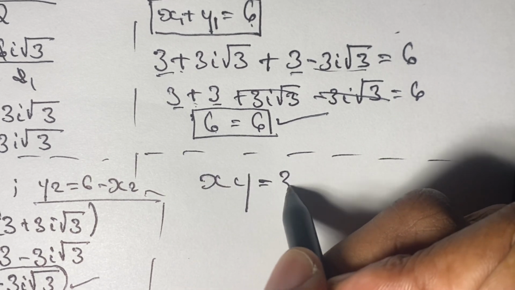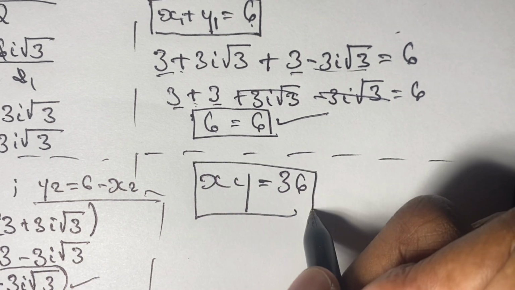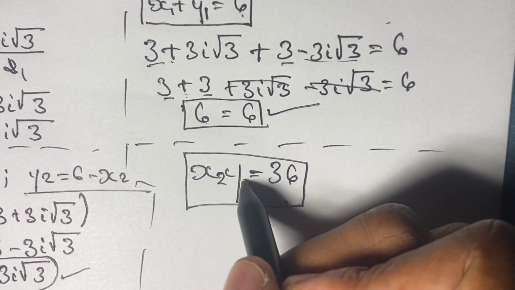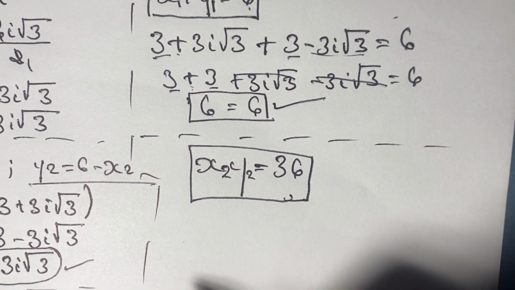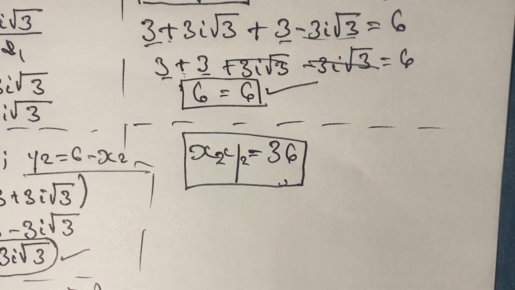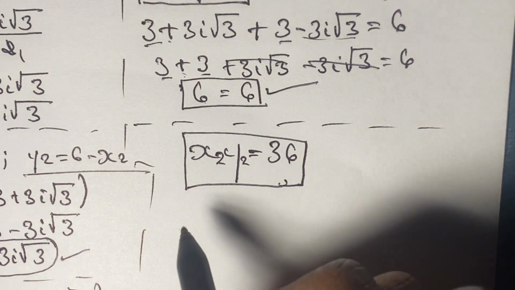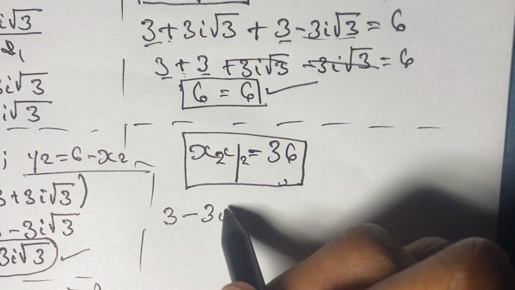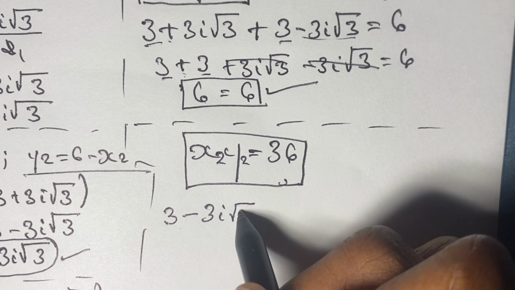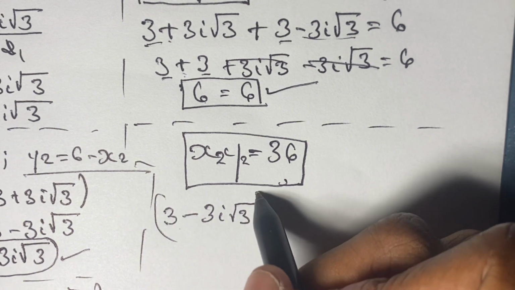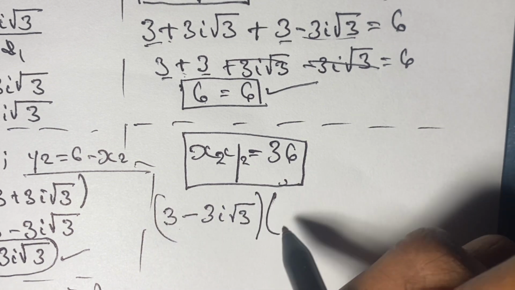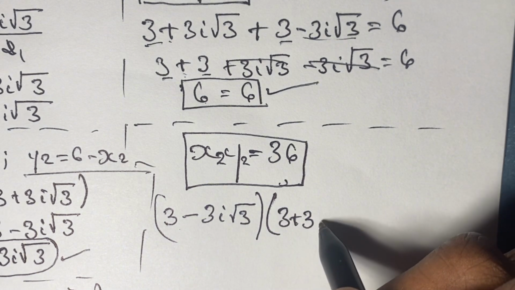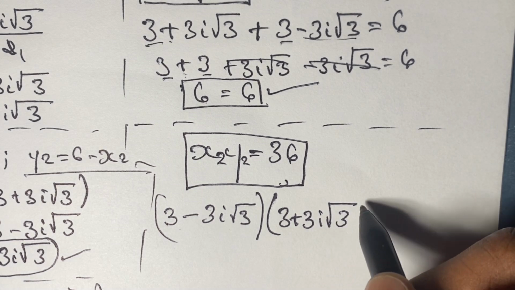So equation 2 says that x times y is equal to 36. Now in this case, we'll be using the second solution sets. So we have x2, y2 is equal to 36. So let's go ahead and write that down. So our second solution of x is that x is equal to 3 minus 3i times the square root of 3. So we'll have that. We put that in brackets as we will be having y beside it, which is that y is equal to 3 plus 3 times i times the square root of 3. This is the second solution of y.